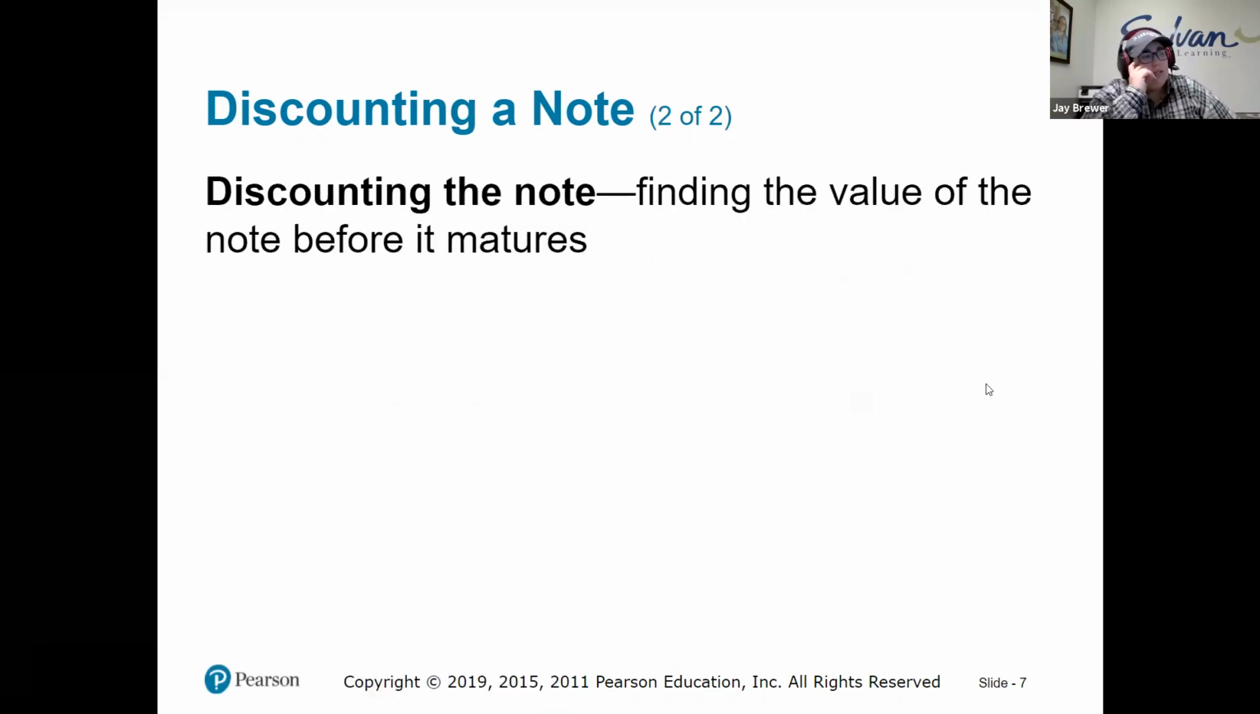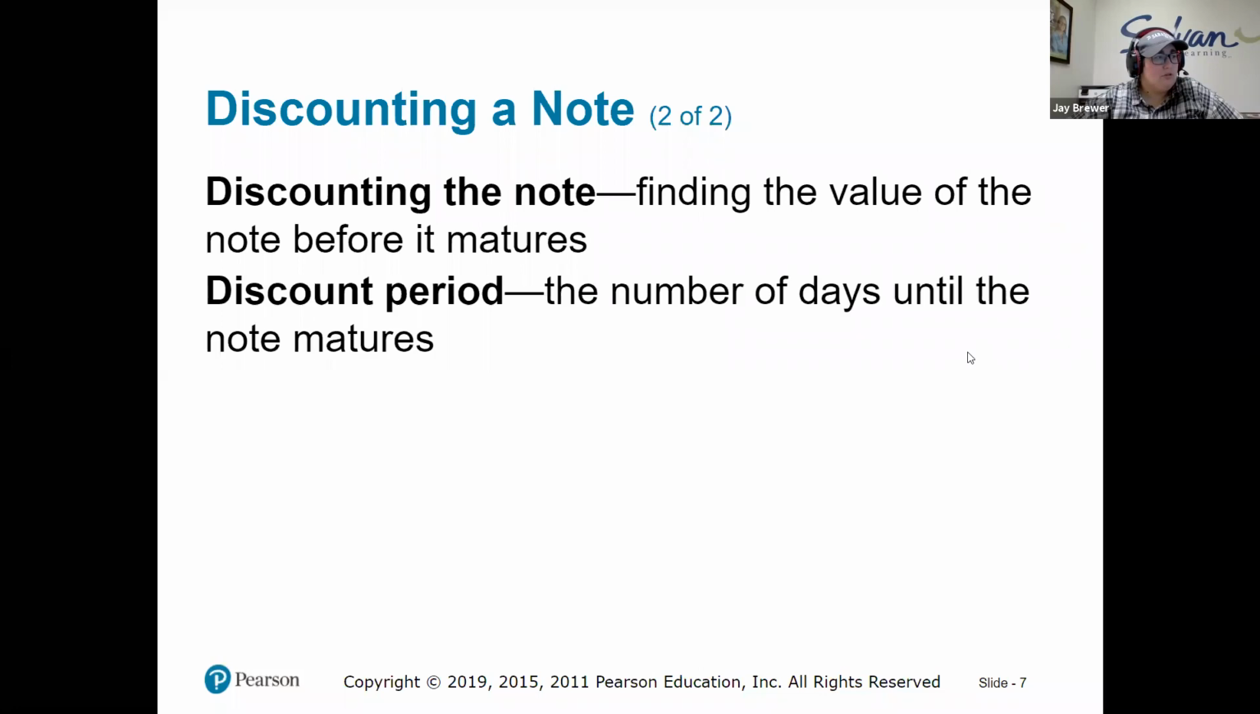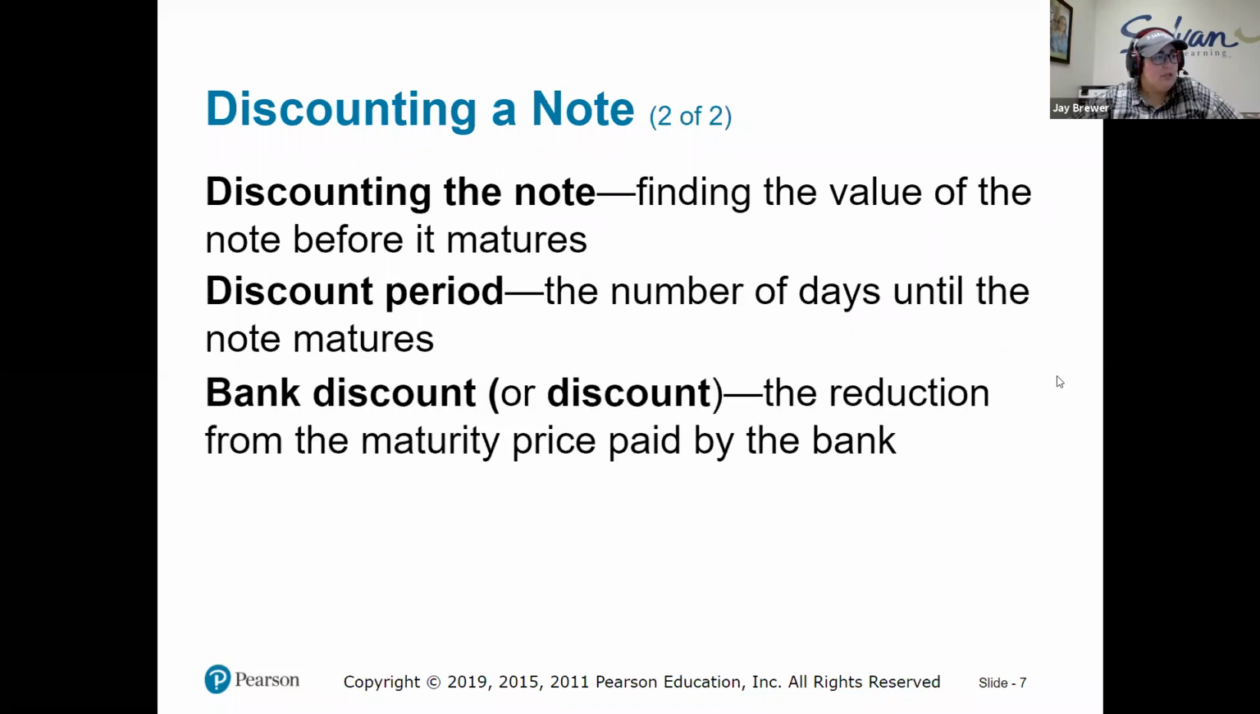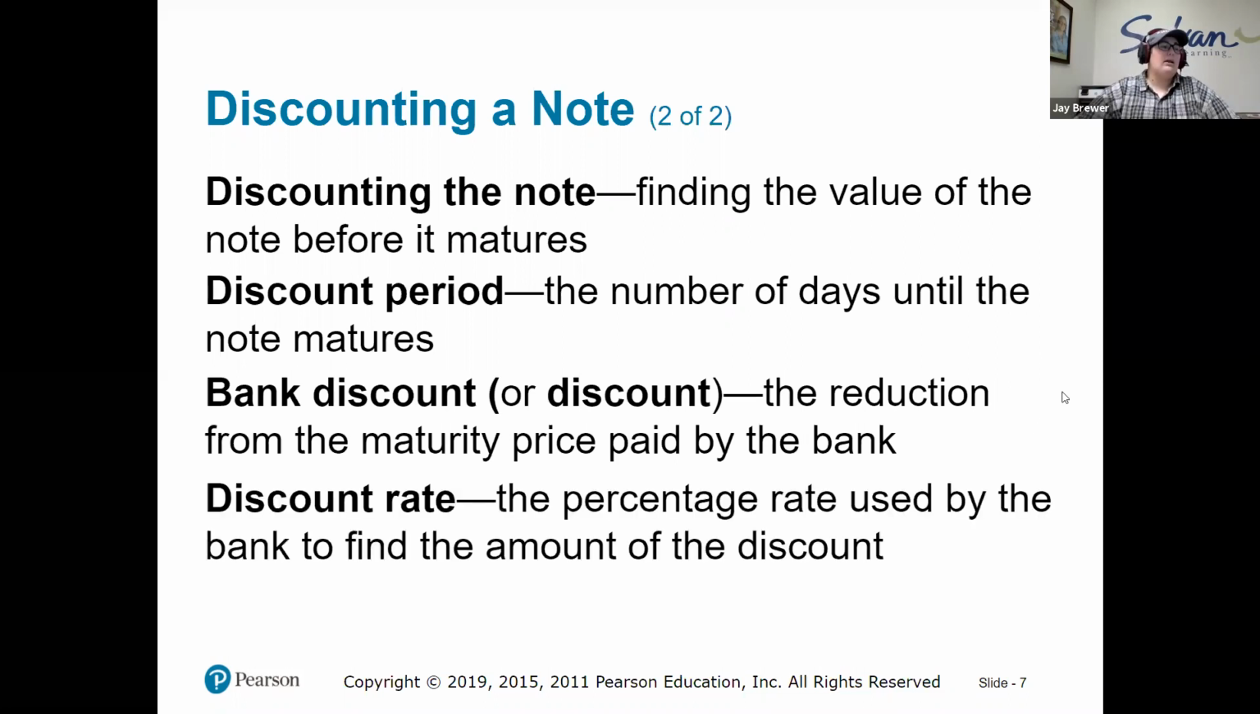Discounting a note. Discounting the note means finding the value of the note before it matures. Discount period is the number of days until the note matures. And bank discount or discount is the reduction from the maturity price paid by the bank. Discount rate is the percentage rate used by the bank to find the amount of the discount.